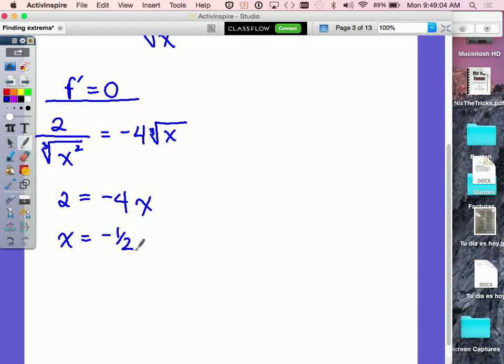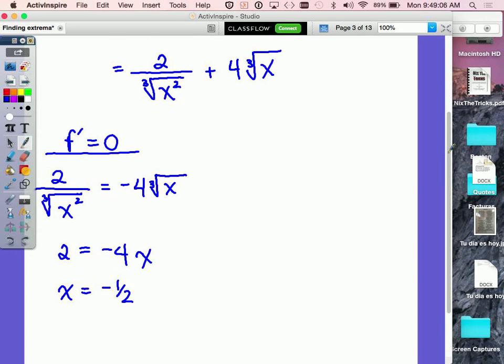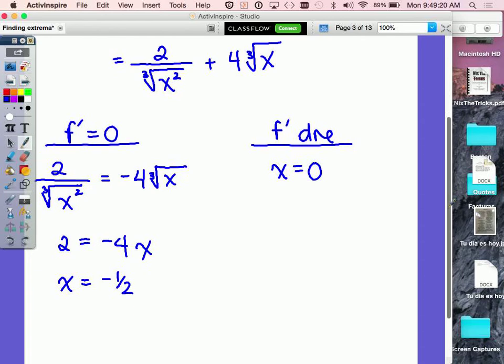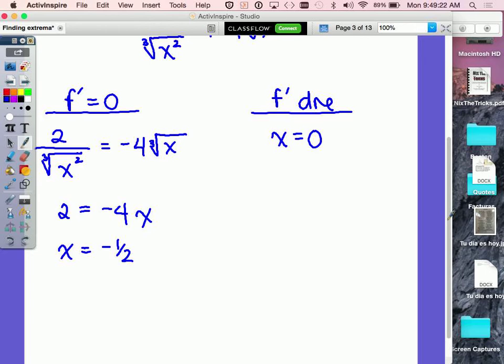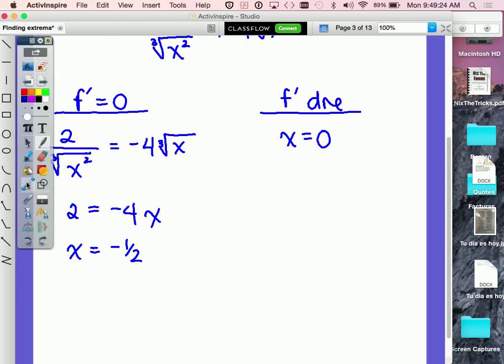I'm going to now go over and try and see where this derivative function fails to exist. And I see that the only place I have to worry about is my division by 0 when x equals 0. And so I have 2 critical values, one at x equals minus 1/2 and one at x equals 0. Now I want to create a labeled sign chart to help me to analyze what's going on at these 2 places.